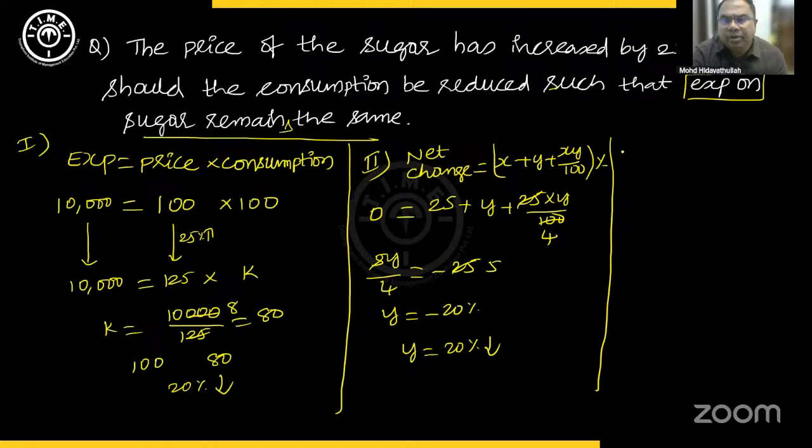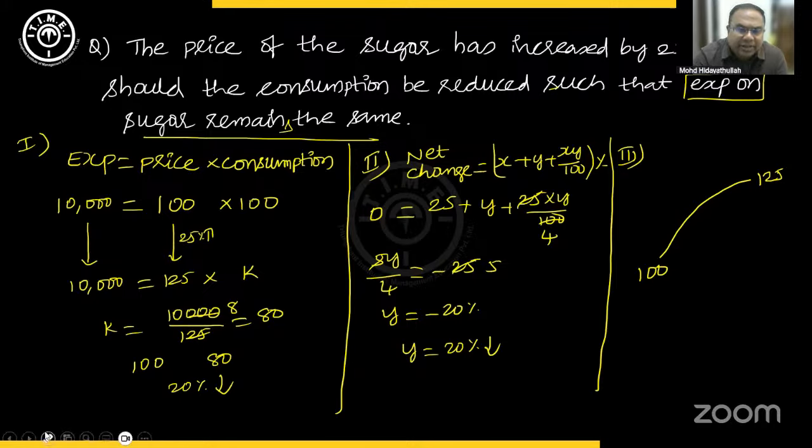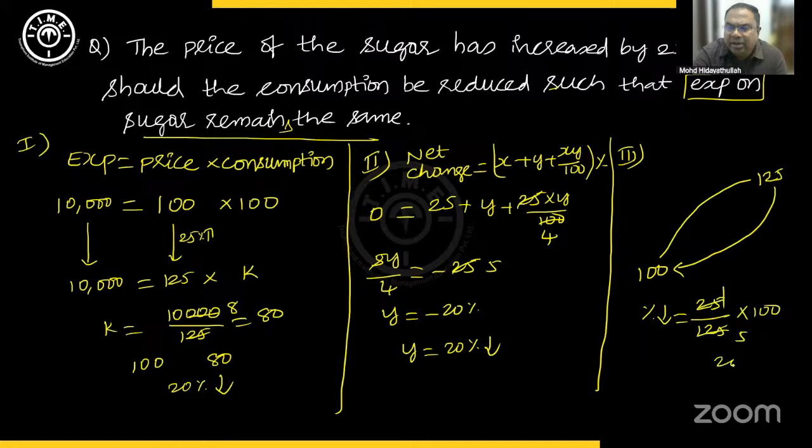Right? Now, I can also use this short method. If price has increased by 25%, my expenditure should also increase by 25%. That means your 100 should become 125. But in the question, it was given that expenditure on sugar remains the same. From 125, you need to bring it back to 100. What's the percentage drop? 25 upon 125 into 100. 1 by 5, so 20% drop. This is a shortcut.